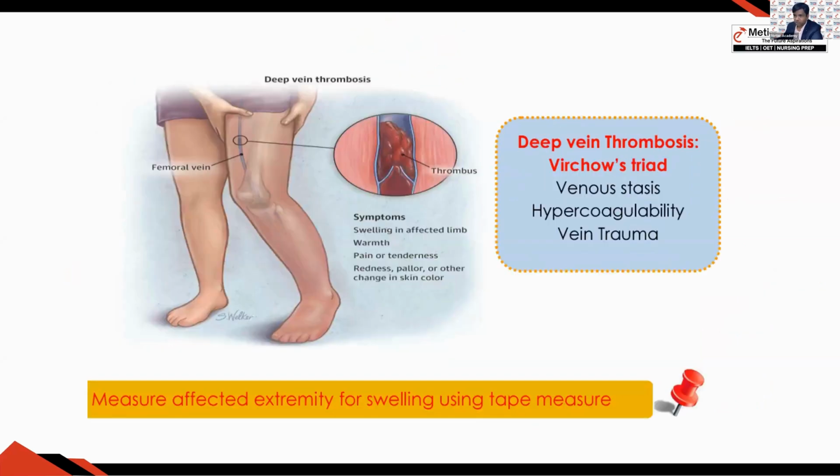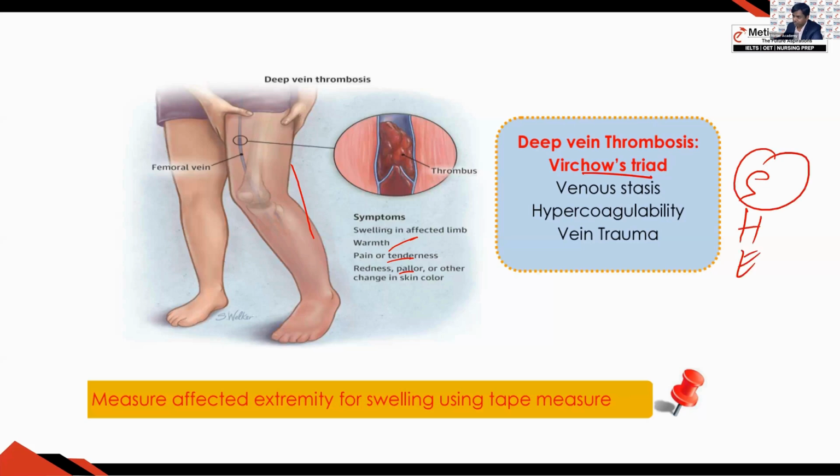DVT. DVT signs are different, common signs that people are aware of. What is the special finding in DVT? Swelling, edema will be there. Swelling, warmth, pain, tenderness, redness, pallor, everything will be there. And Virchow's triad is present. Everyone knows the triad.